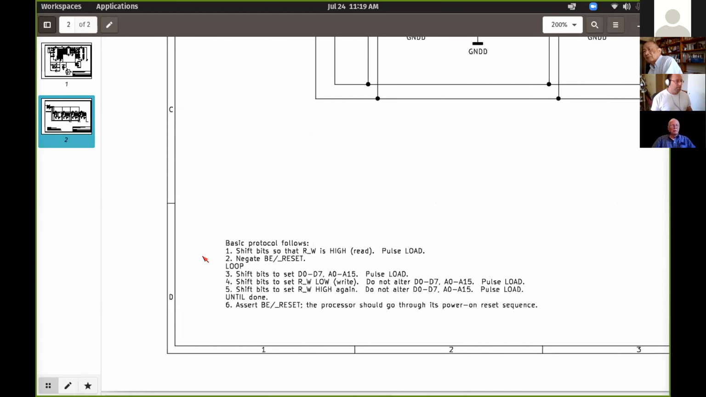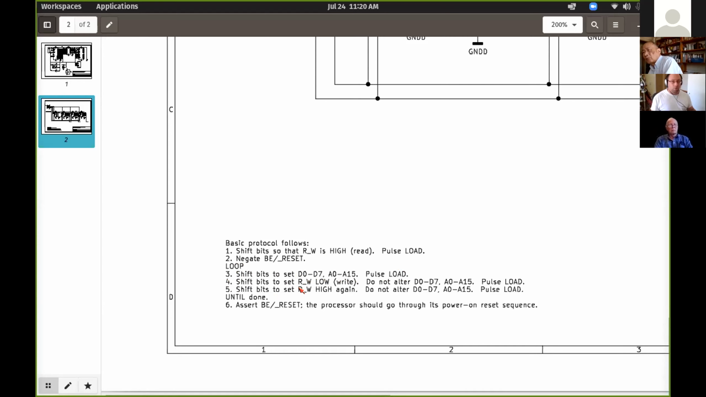It's very, very simple. Essentially, the first thing you need to do is set read-write to high. In other words, you want to read from the bus. Then negate the BE reset pin so that you put the processor into reset and therefore unable to drive the bus. Once that quiescent condition is established, you would then blast 32 bits into these shift registers to load D0 through D7, your data bus, and A0 through A15, which is your address bus. Then you would pulse load. At this point, your read-write is still high. You're not actually writing anything at this point.